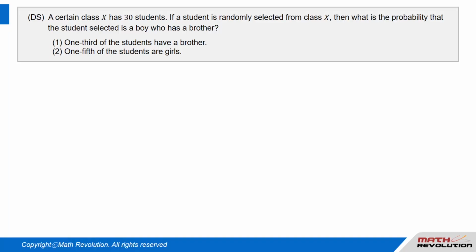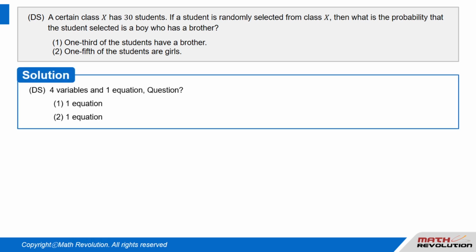Question: DS. A certain class, X, has 30 students. If a student is randomly selected from class X, then what is the probability that the student selected is a boy who has a brother? Condition 1: 1/3 of the students have a brother.